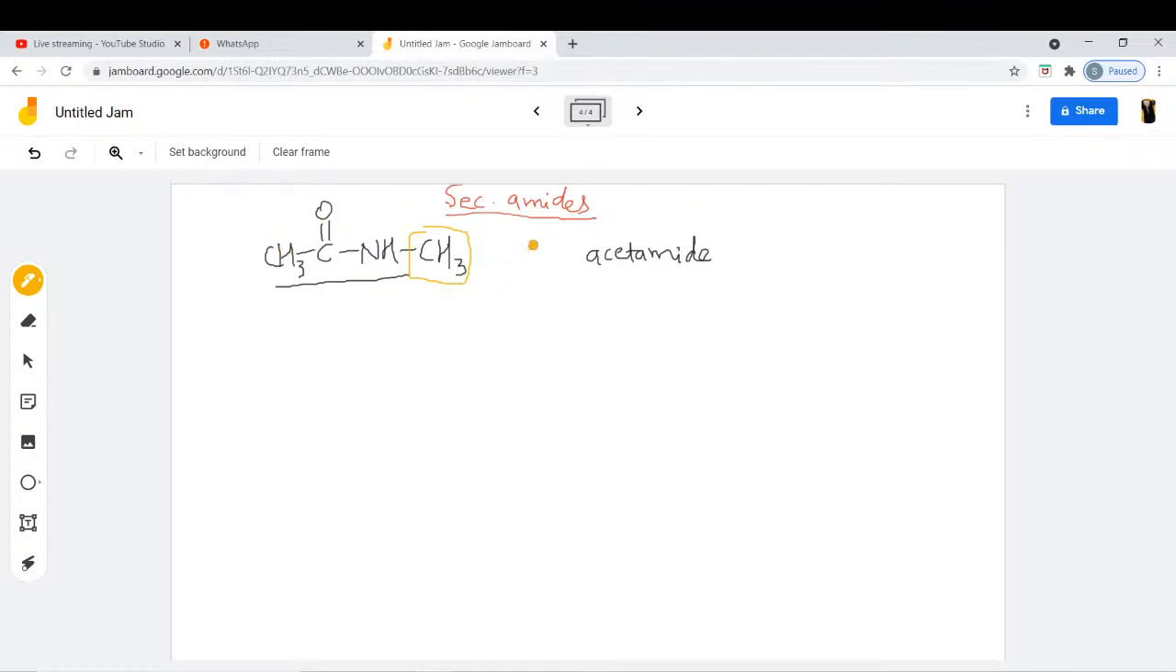Okay, so it's an N-methyl. Capital N means nitrogen. It is not a small n. N-methyl. Why? Because to this nitrogen the methyl group is attached, so N-methyl acetamide. Acetamide, up to this. So that's why it is an acetamide.